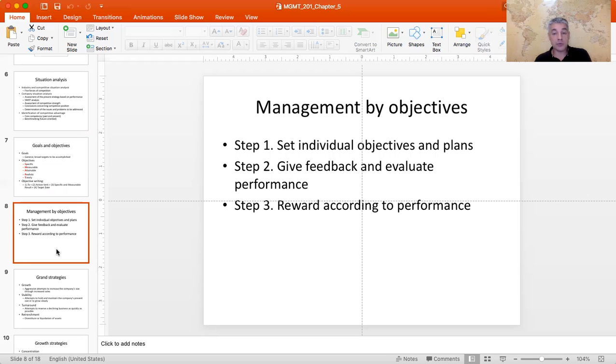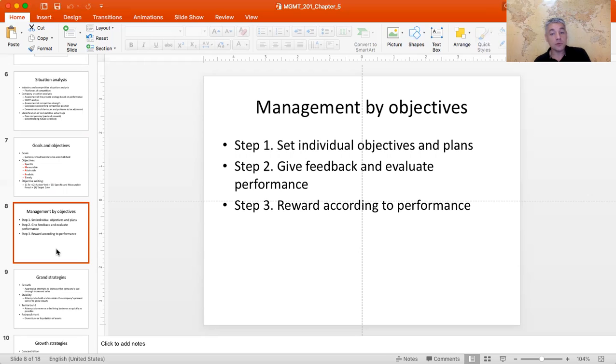And then third step, you reward the employee according to performance. Right, so sometimes those rewards are positive. It could be some monetary compensation, profit sharing, maybe an extra day off or something like that. Or it could be negative, something like punishment, up to and including termination.